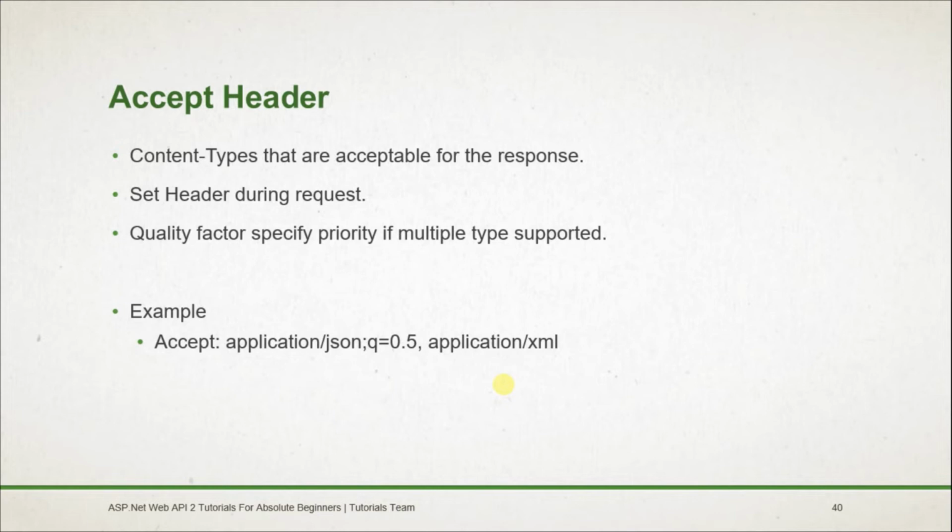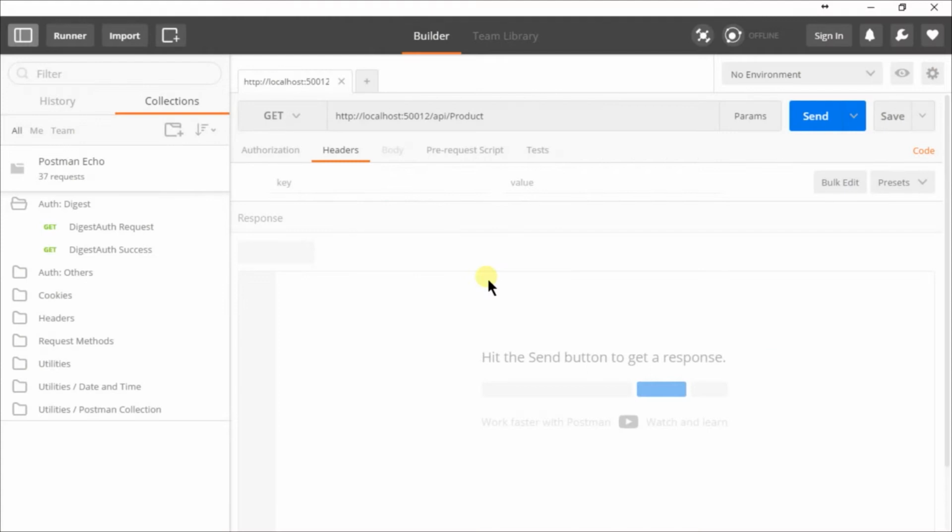In this session we will learn about content negotiation. Content negotiation means setting the content type that the server returns. For that we need to use the Accept header. The content types are the acceptable types for the response. We need to set the header during the request. Let's switch to Postman and test it.